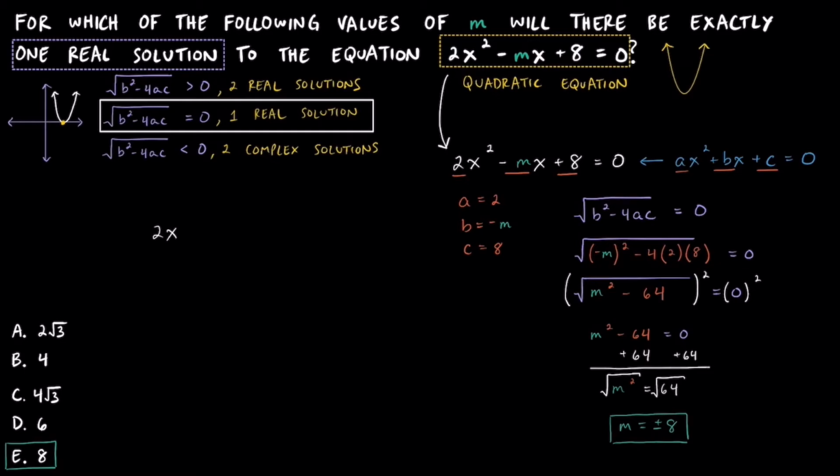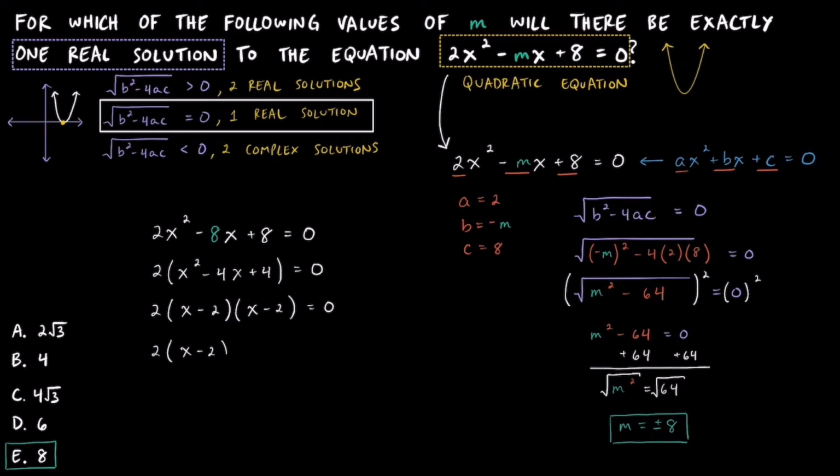And just for good measure, if we plug that 8 into our original equation, we'll get 2x squared minus 8x plus 8 is equal to 0. And if we factor out 2, which is the GCF, we get 2 times the quantity of x squared minus 4x plus 4 is equal to 0. And this trinomial factors nicely, so we get 2 times the quantity of x minus 2 times the quantity of x minus 2 is equal to 0. Which can then be condensed to writing 2 times the quantity of x minus 2 squared is equal to 0.